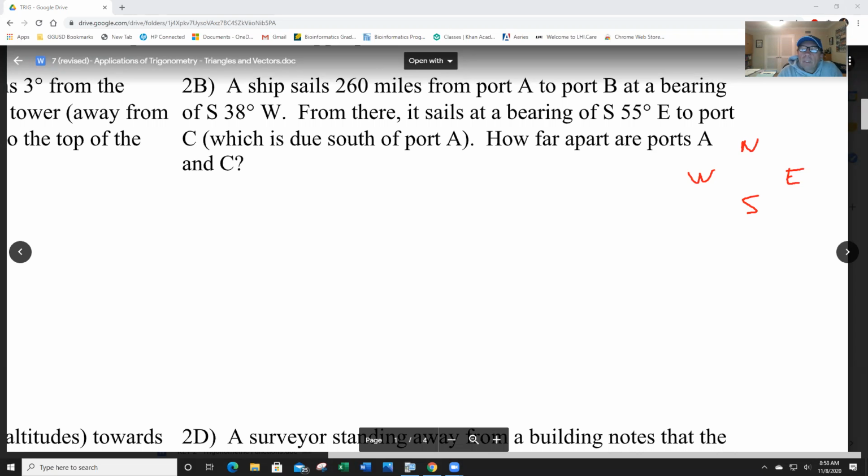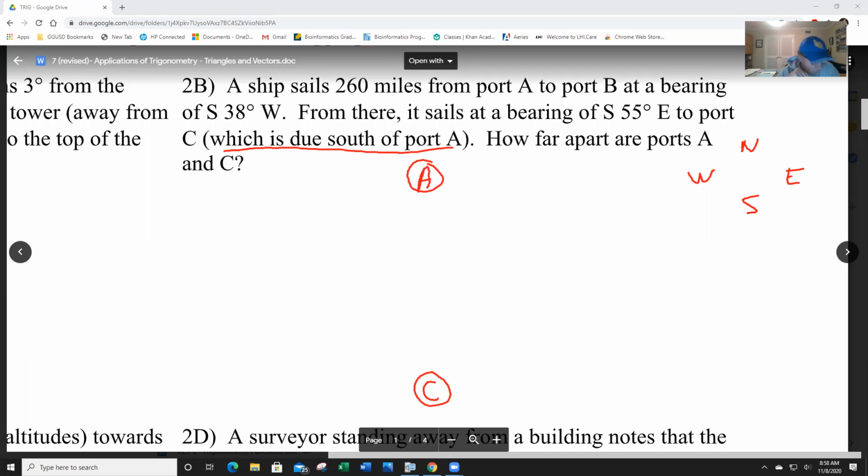Okay, from there, it sails at a bearing of 55 degrees east to port C, which is due south of A. How far apart are they? All right, wow. A lot of drawings here. So let me get a good one in here. Okay, so we got A. I'll put a little circle around that. And C is due south. So I'm going to get that already in play because it says there due south. That's kind of nice to know.